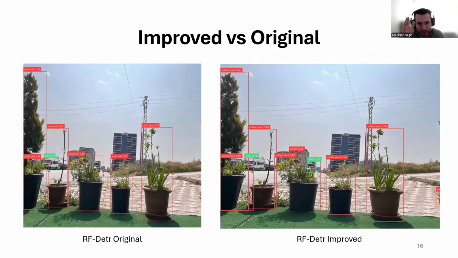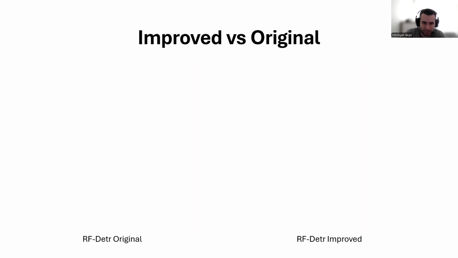Here are the potted plants. The original one and the improved one can detect all of the potted plants, but for the trucks, the original one cannot detect the trucks, but the improved one can detect the trucks. Also, the improved one can detect a little bit of a showing potted plant as well.